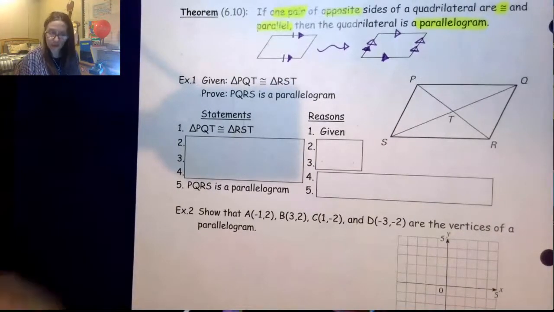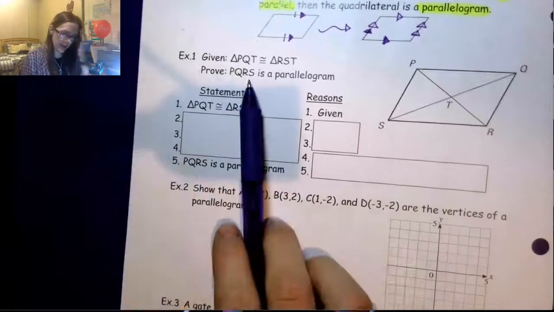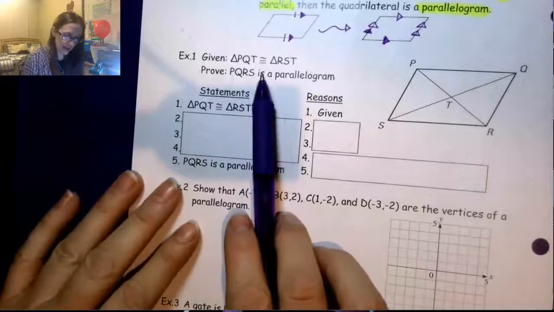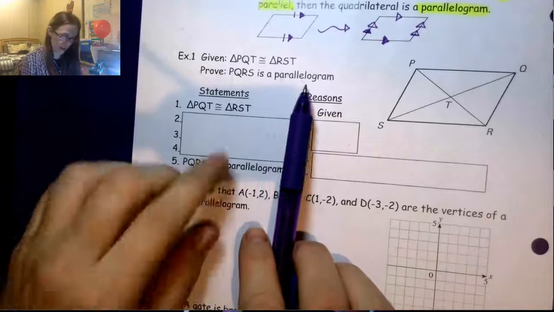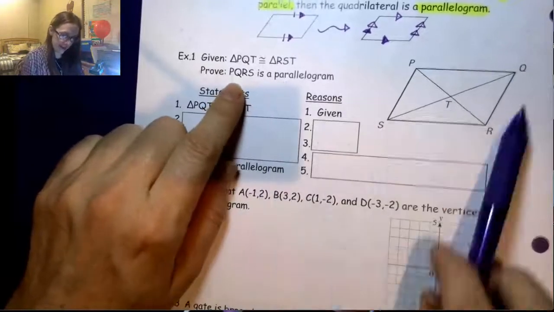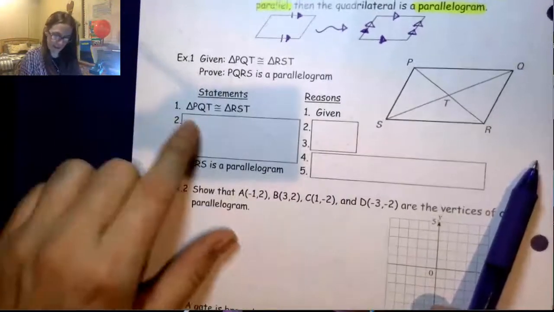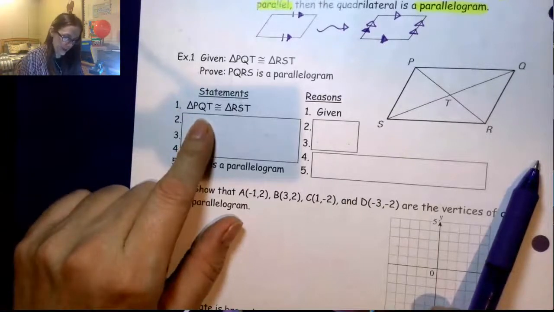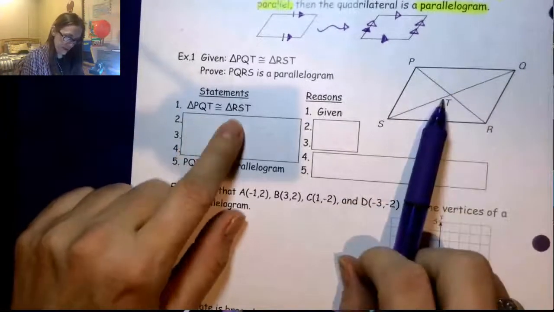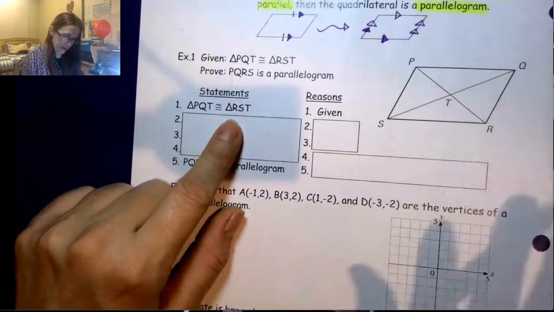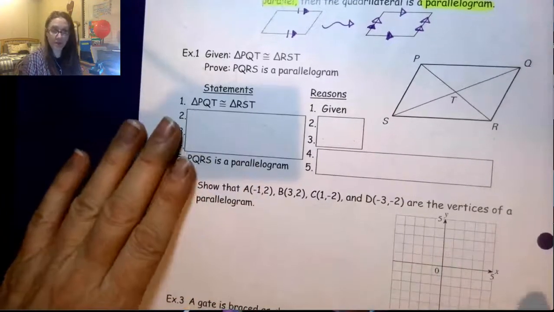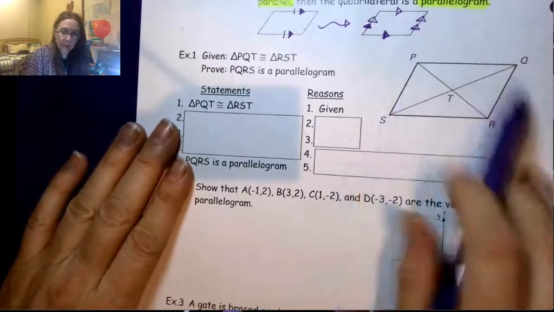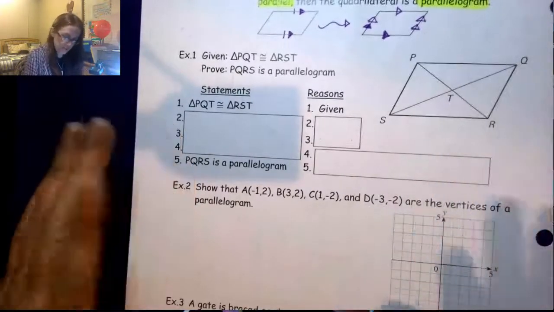Okay, we have one proof right here. Given triangle PQT is congruent to triangle RST, so I already know the triangles are congruent, I want to say that this is a parallelogram. So let's see what they give us here. PQT is congruent to RST. That's given. Well, if I know it's congruent, I know pieces are congruent. And I want to prove that it's a parallelogram.